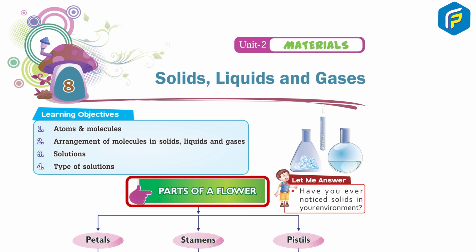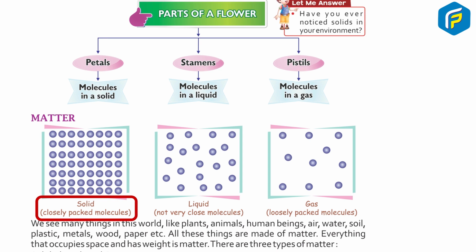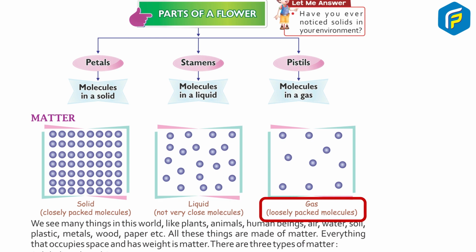Parts of a flower: petals, molecules in a solid, stamens, molecules in a liquid, pistils, molecules in a gas. Matter: solid, closely packed molecules; liquid, not very close molecules; gas, loosely packed molecules.